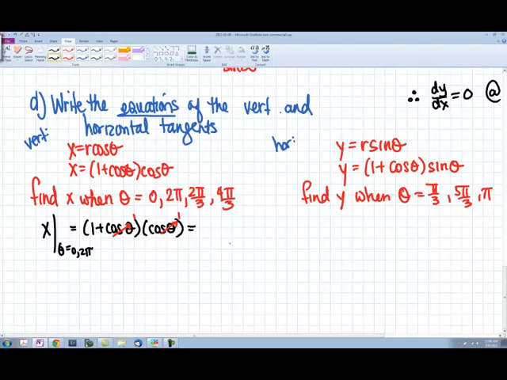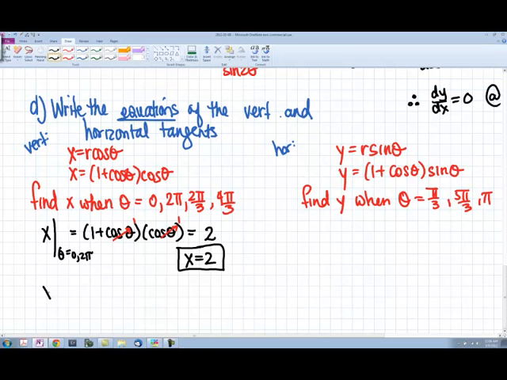So I have 1 plus 1 times 1, or 2. So my equation is x equals 2. Then we move on down the line and do the other angles.